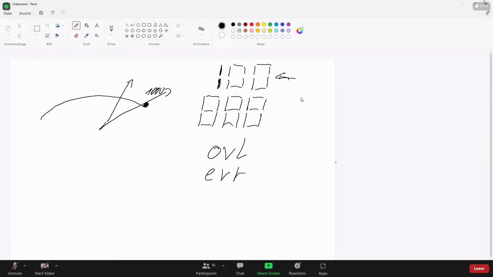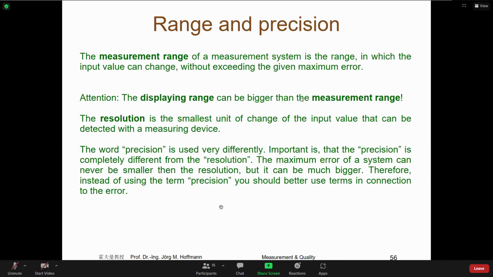And a second point is the precision. The resolution is the smallest unit of change of the input value that can be detected with the measurement device. The smallest change of the input value, that is the resolution.